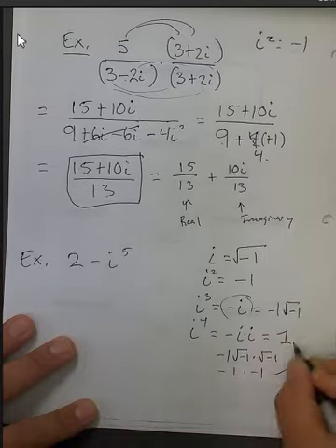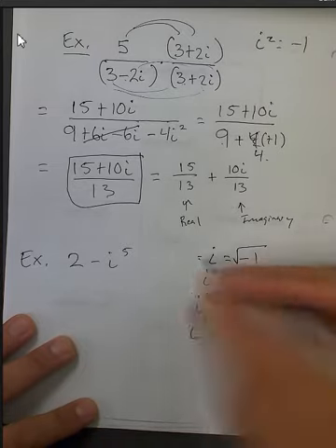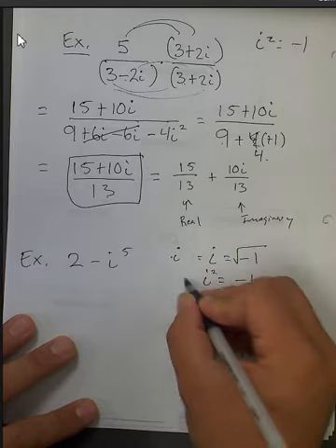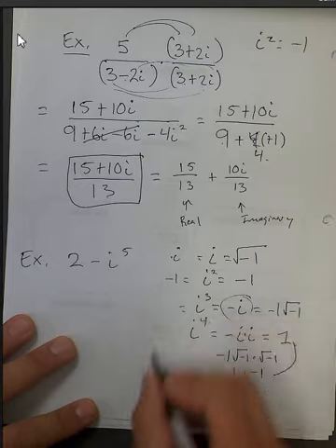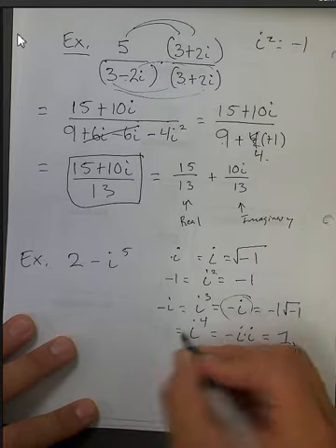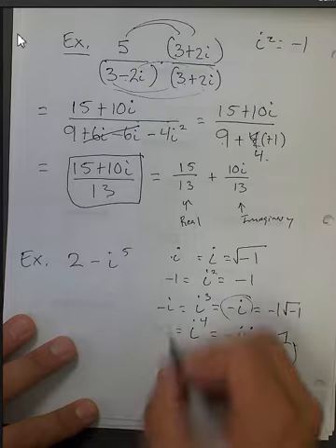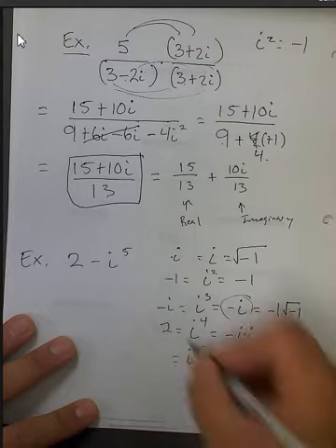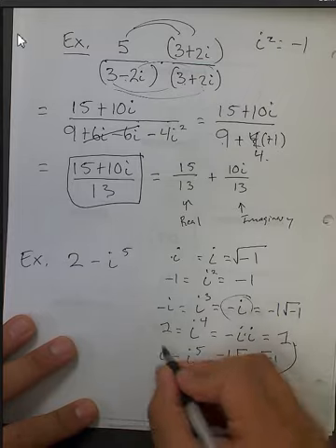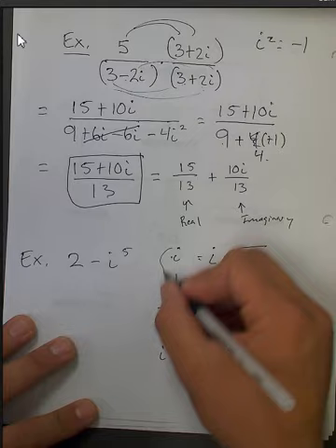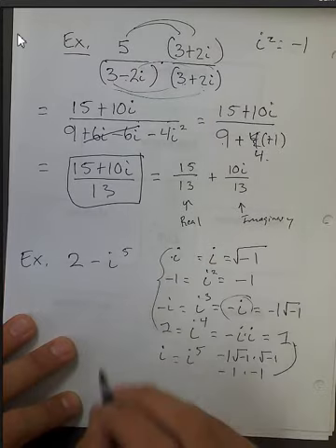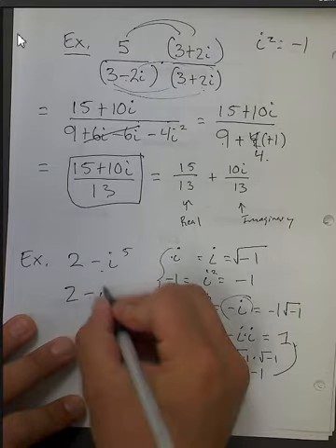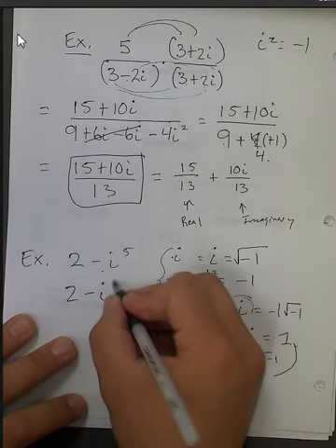But basically what I'm trying to show you is that this circulates. So it goes i, negative 1, i cubed, negative i, i to the 4th, 1. And then if I wanted i to the 5th, that would be just i again. Okay, and it just keeps going around and around. So 2 minus i to the 5th power, well, that's just 2 minus i. Okay? Alright.